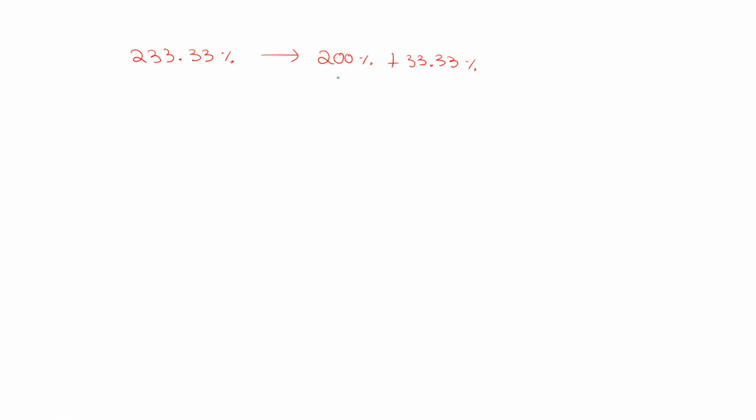200%. How are we going to write 200%? 200% is written as it reads, 200%. That is nothing but 2. So the fractional representation of 200% is 2, and 33.33% is nothing but 1 by 3. So the fractional value of 233.33% is going to be 2 threes are 6 plus 1, that is 7 upon 3.